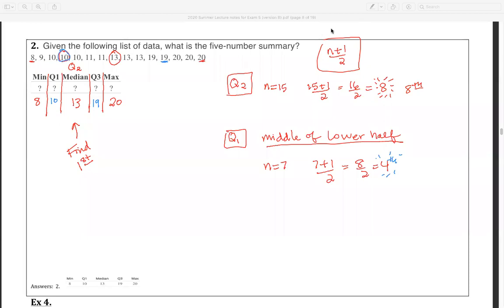If you want to label all these up here, you could say min, Q1, Q2, Q3, max. Your Q1 is considered your 25th percentile, your Q2 is considered your 50th percentile, and also your median, and your Q3 is considered your 75th percentile.